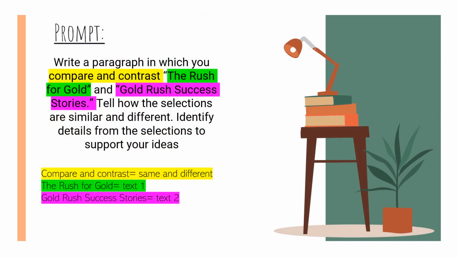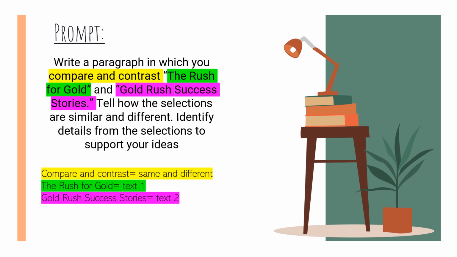The first thing we need to do is make sure that we understand the prompt so that we answer it correctly. Our prompt for this week says, write a paragraph in which you compare and contrast the rush for gold and gold rush success stories. Tell how the selections are similar and different. Identify details from the selections to support your ideas.